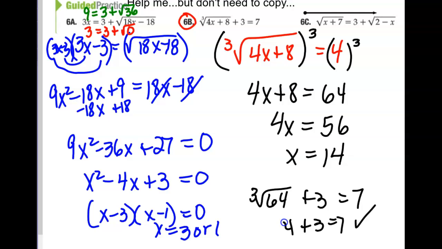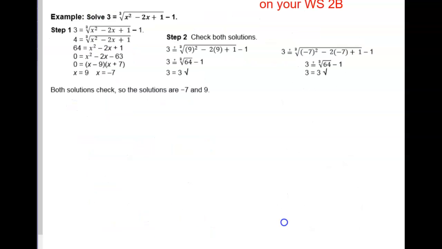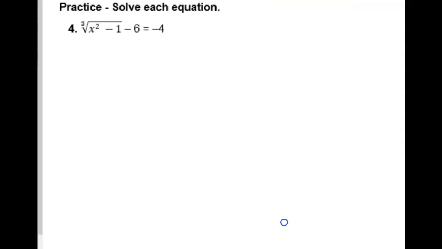All right. I think I'm going to skip this one so we don't run out of time. We're already low on time. All right, so we're going to do number 4. Quick.